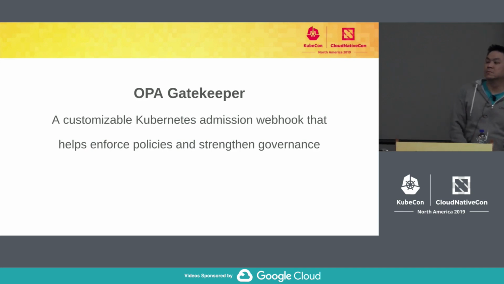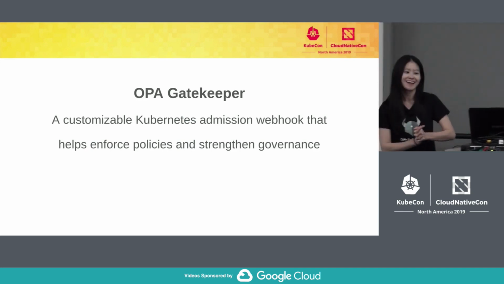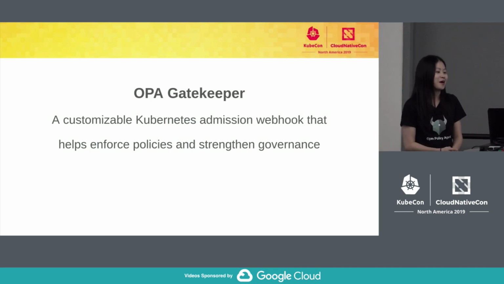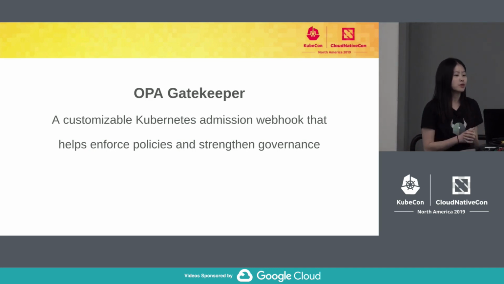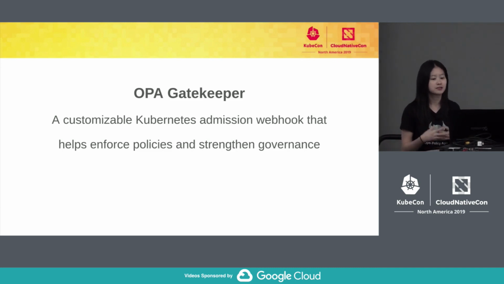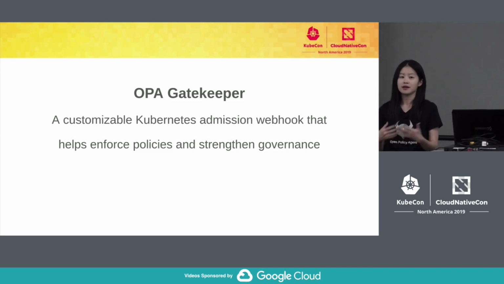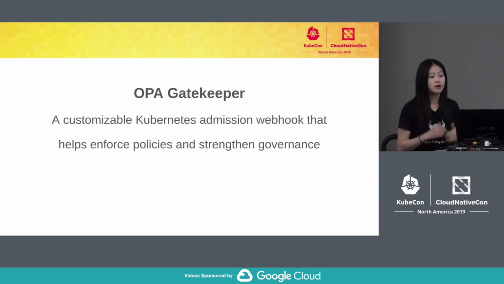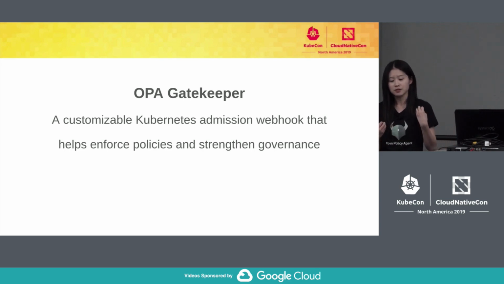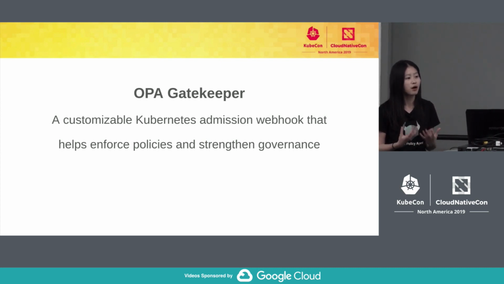All right. So how many of you heard about OPA this morning? How pervasive it is, right? So we are taking this opportunity to talk about Gatekeeper, which is basically the customizable Kubernetes admission webhook that helps you enforce policies in your organization and also strengthen governance of all the clusters that you have to manage. It is based on OPA, and it is created so that you, the administrator, can define your policies via configurations, not code.